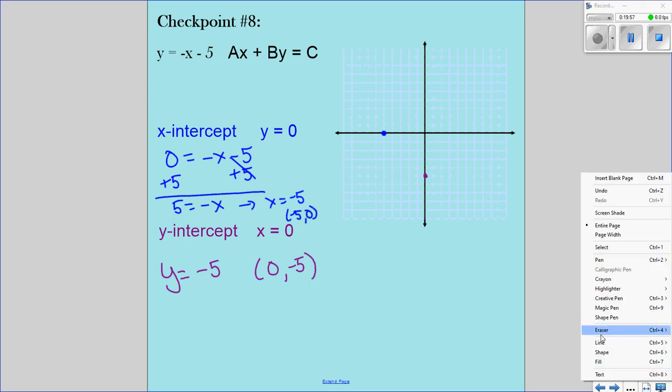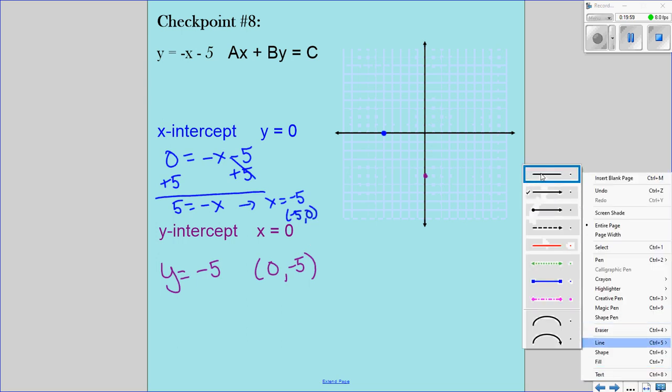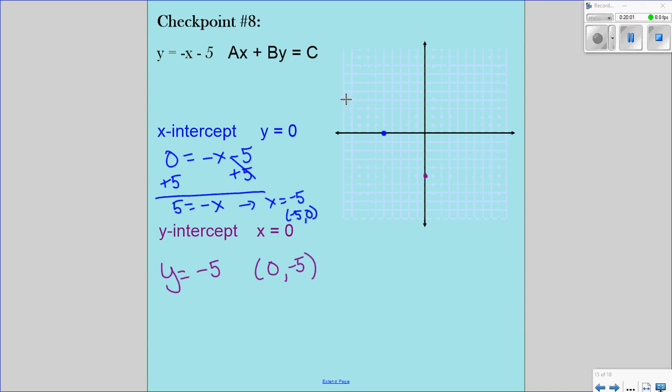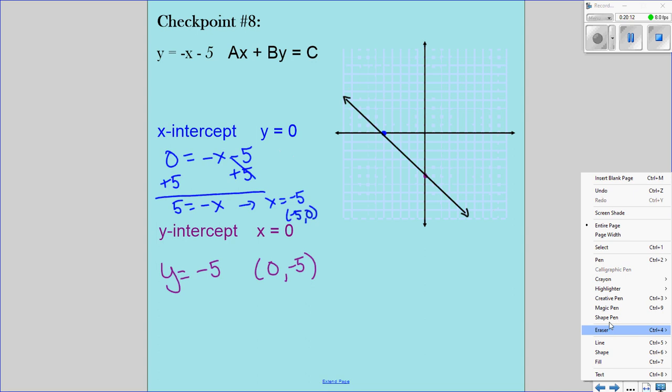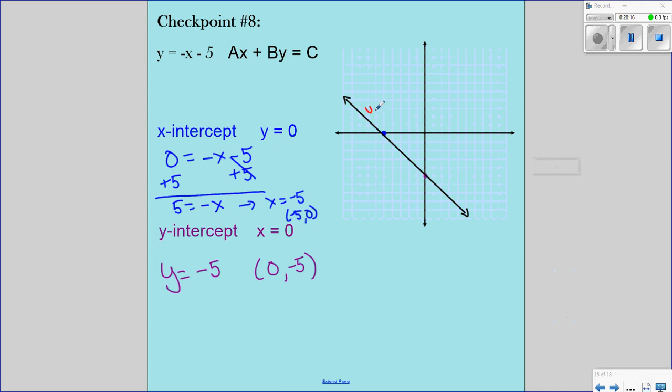Now I'll do my line. Make sure that I connect the two dots. I'm going to do my arrows, and then I'm going to label it y equals negative x minus 5. So I'm going to have y equals negative x minus 5. And there you go.